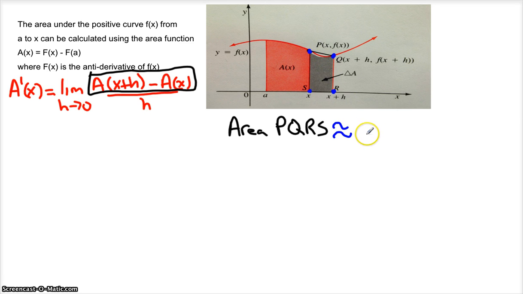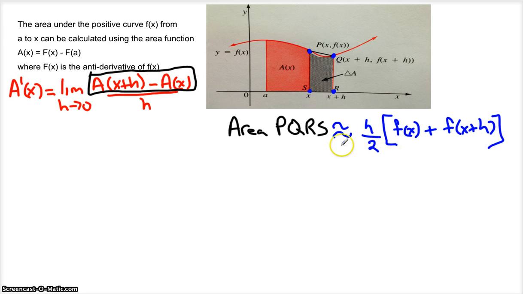So let's write down the area of the trapezoid PQRS. So that would be height divided by 2, right? The distance from here to here will be h. And then we have this side here, PS, which is just the y value of f at x there, right? Plus this distance here from Q to R, and that's just the y value here, f at x plus h.